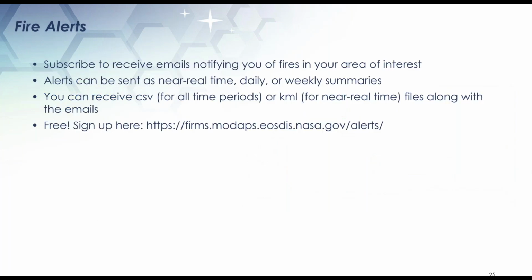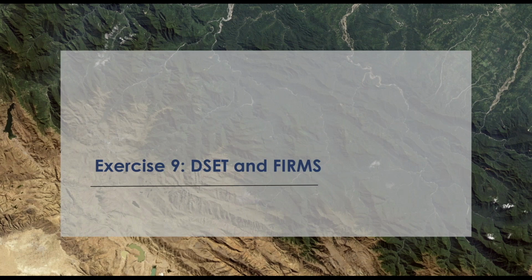You can also subscribe to get fire alerts, so you get emails notifying you of fires in your area as soon as they're detected, and you can get them as daily or weekly summaries. You can also get CSVs or KML files along with the emails if you want. Of course, everything is free, and you can sign up at the website listed there. So at this point, we're going to jump right into this exercise to show you how to use DSET and FIRMS. I'll hand it over to Amber.